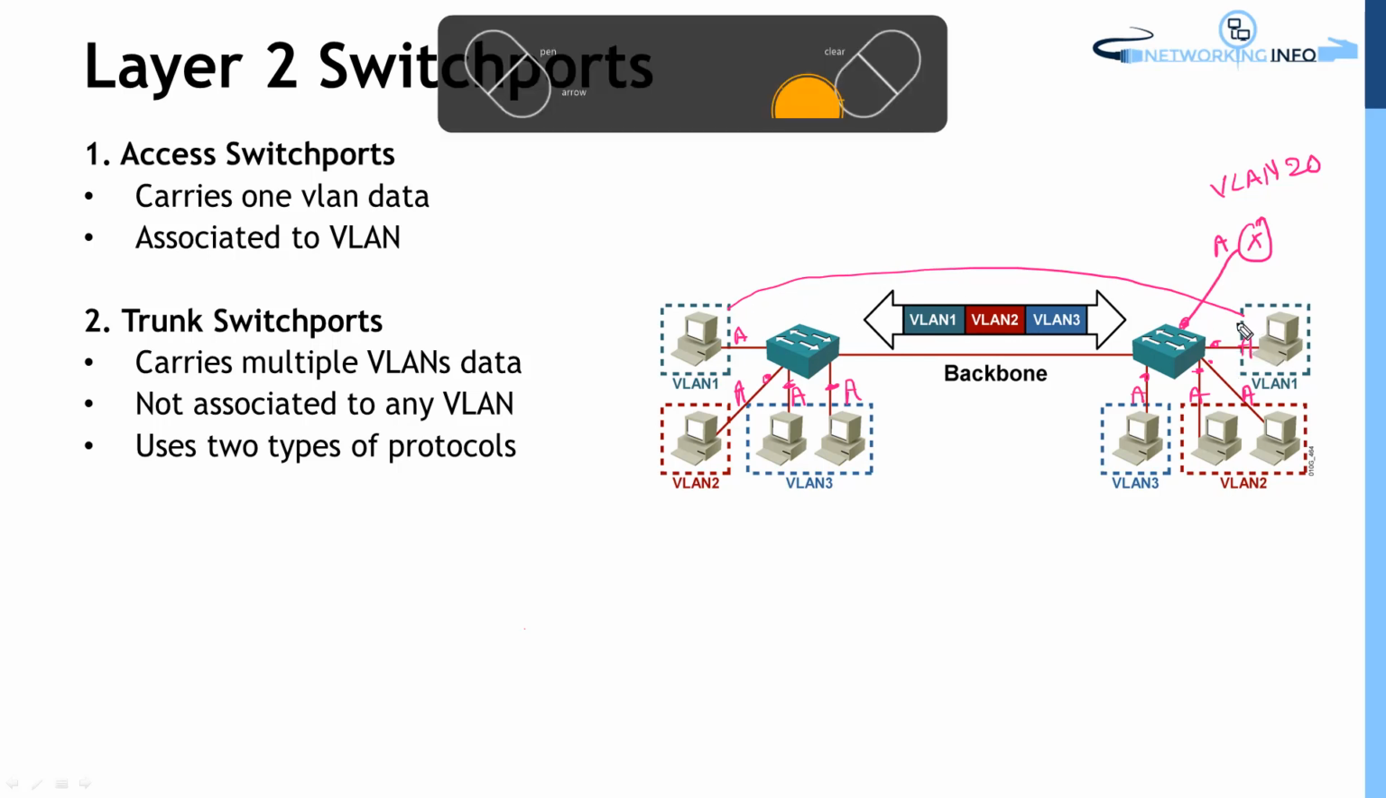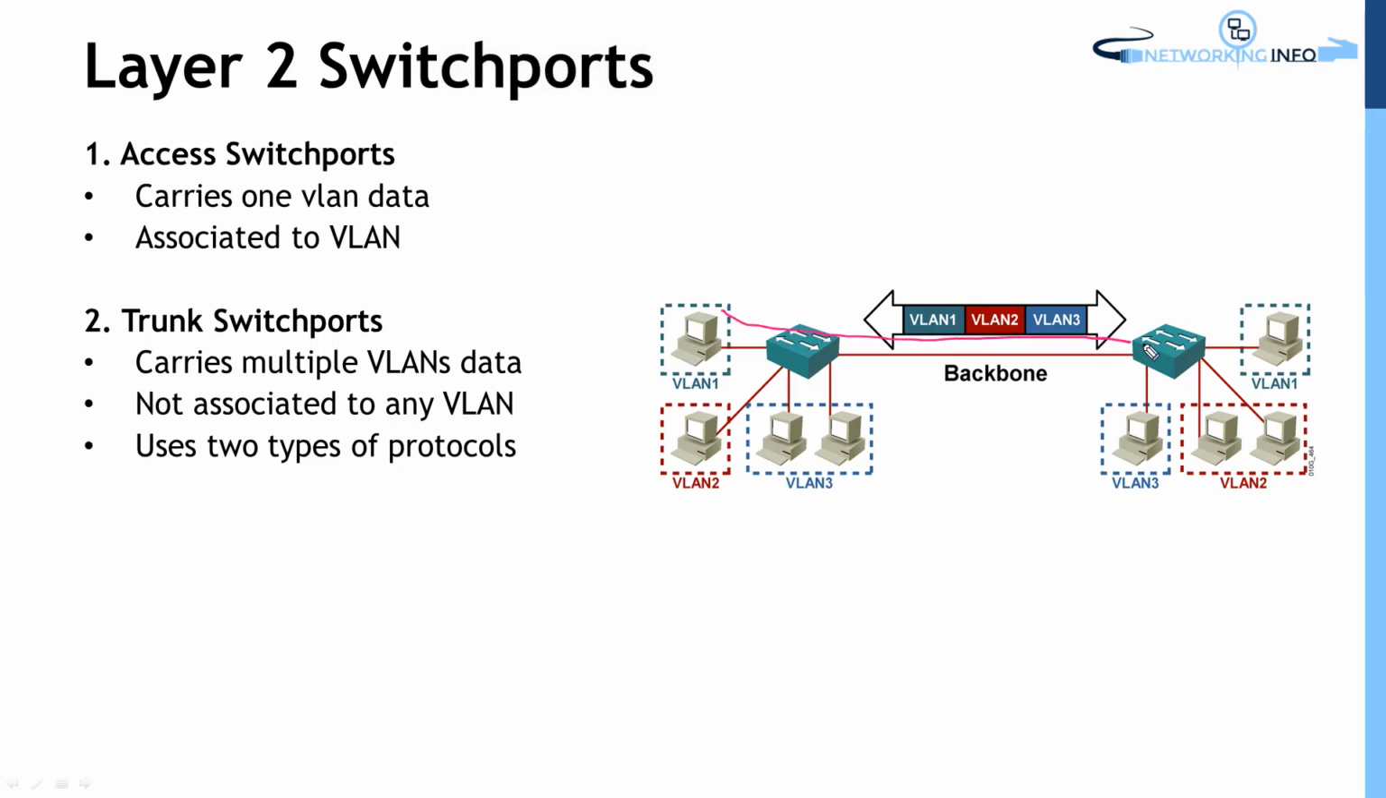So here let me clear this. Then for VLAN 1 I need one cable. For VLAN 2 I need another cable. Here we go, VLAN 3 again we need another cable. So we need a total of 3 cables to keep the connections separate.